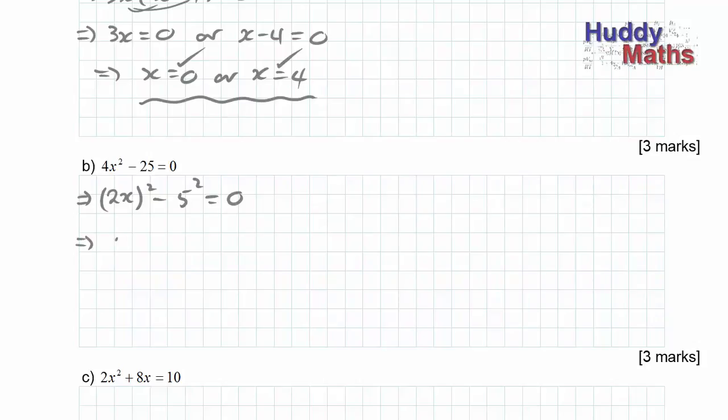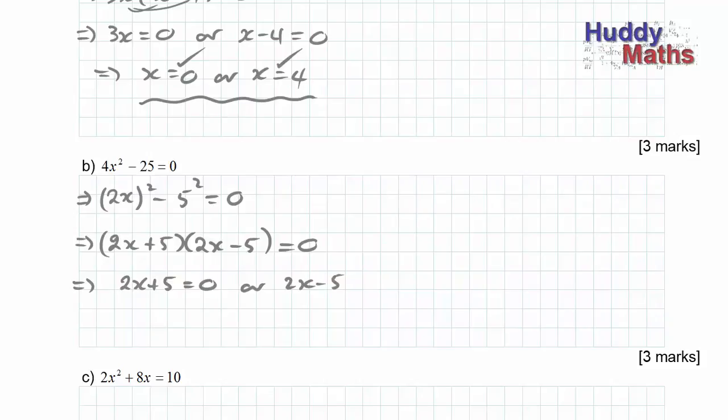So we could say that's (2x + 5)(2x - 5) using factorisation. By the null factor law, either this one is 0 or this one is 0. So that means 2x equals negative 5, that is, x is negative 5 over 2. Or 2x equals positive 5, so x is 5 over 2.